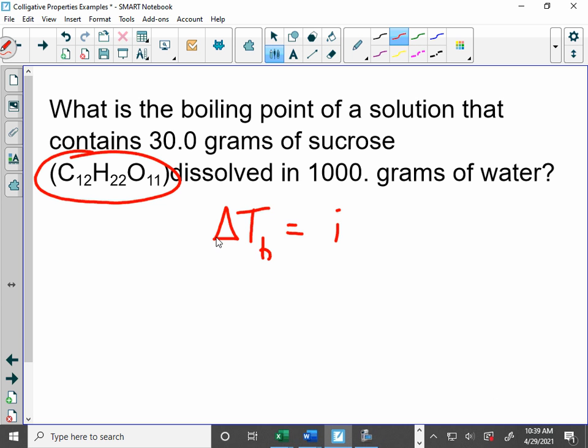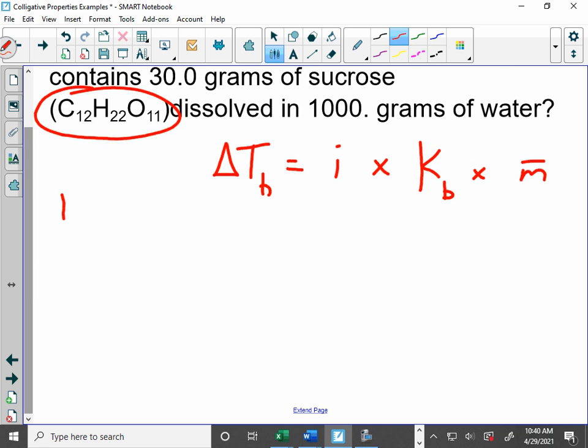Getting back to my equation, the van 't Hoff factor times the boiling point constant, K sub B, times the little m, the molality of a solution. So if I have those three, i, K sub B, and the molality, I can calculate my change in the boiling point. So what I do, like I do in a lot of things here, folks, is I just line up things over here to the side and say, okay, what do I have? What do I need? Delta T sub B. For this problem, that's what I'm trying to calculate.